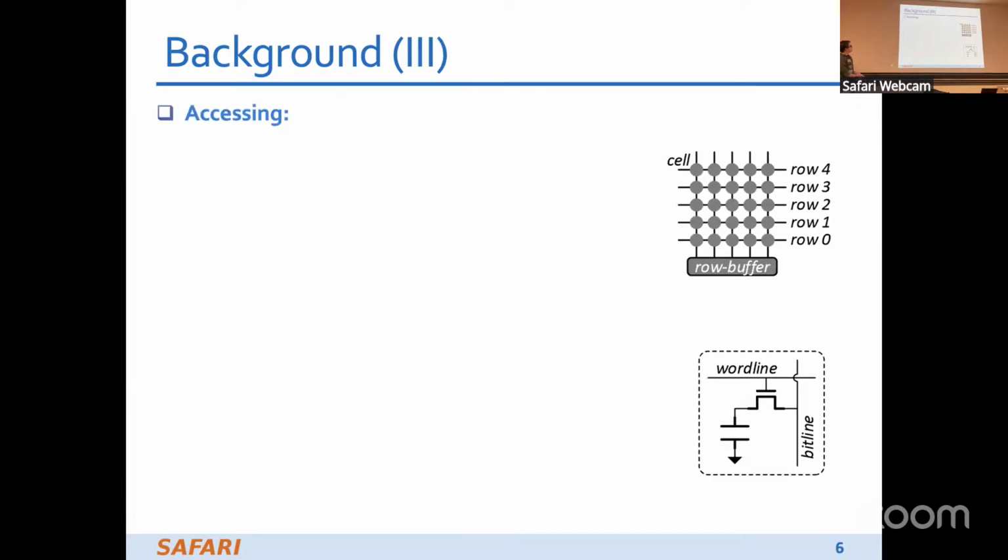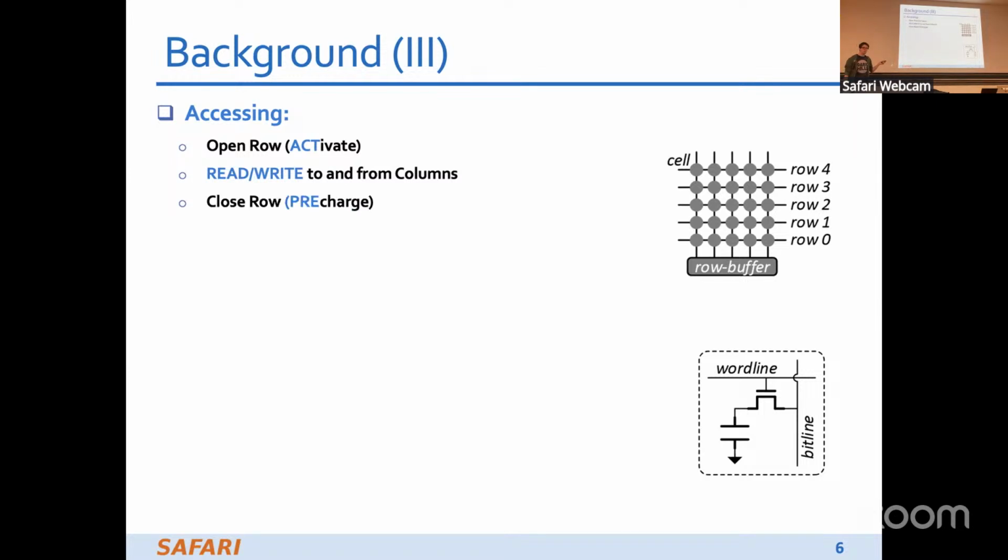So further, how is memory accessed? We have several operations. We can open a row. This is called an activation, or ACT for short. Then we can read and write to and from the columns once the row has been activated. Then we can close the row again. This is called a precharge, or PRE. And then we can refresh the row. This is called a REF.